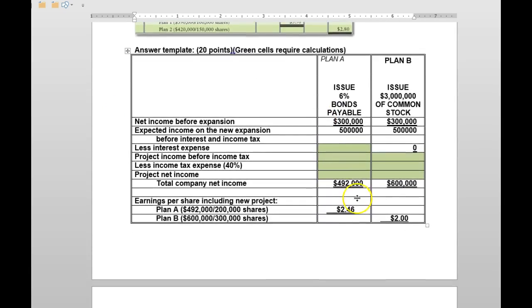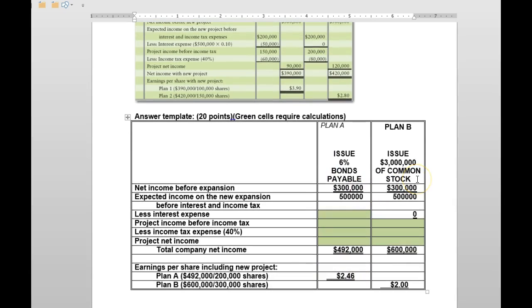Do we get it all? There we go. So what you have to ask here is, which way is the company better off? When you're looking at the company, you're also looking at shareholders. So which plan would benefit the shareholders the most? You need to go through here and do the calculations, because you know how to do it now.